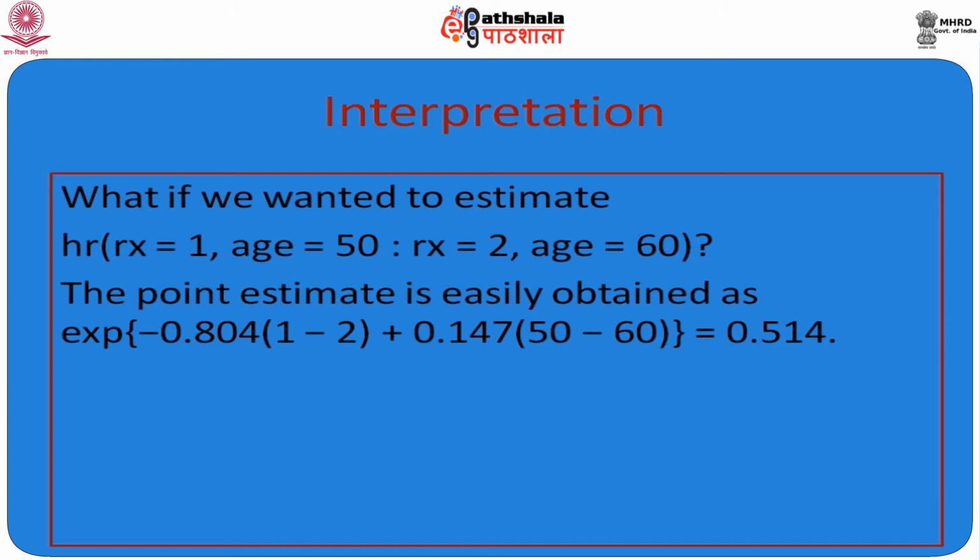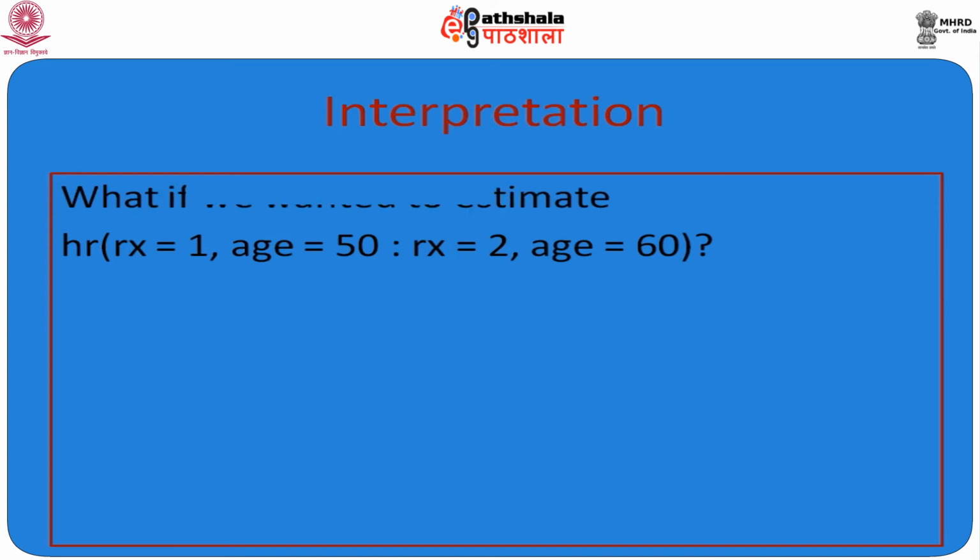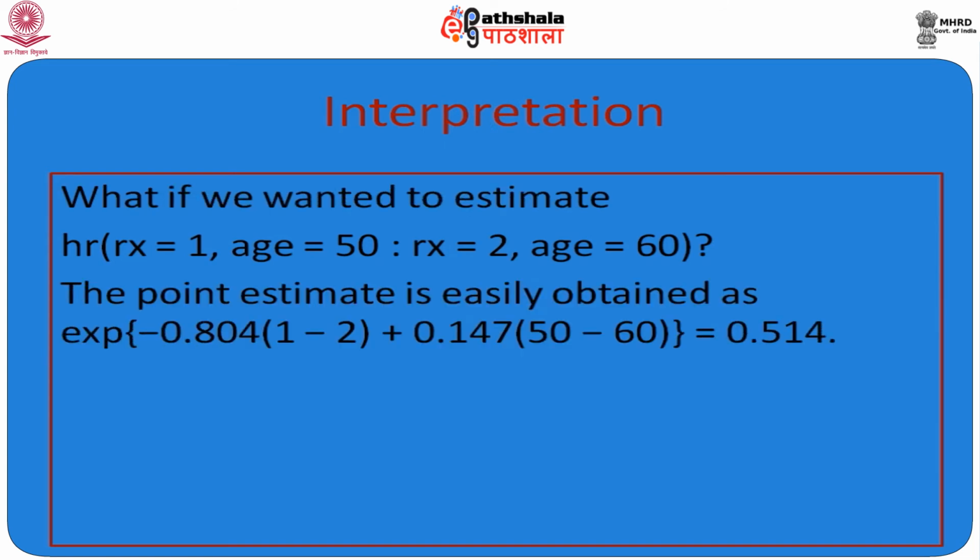The point estimate is easily obtained as exponential of minus 0.804 times (1 minus 2), where 1 represents Rx1 minus Rx2, as coded in this data set, plus 0.147, the estimate obtained for age, multiplied by (50 minus 60), the age of the first individual minus the age of the second individual, who is 60. You can see why we are multiplying 0.147 with 50 minus 60 from the earlier output, where we got the estimate of age as 0.1477733.